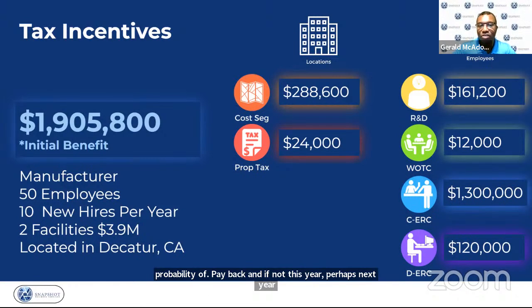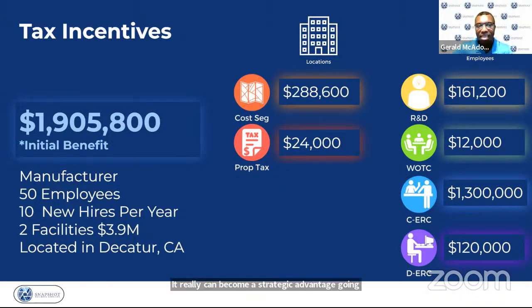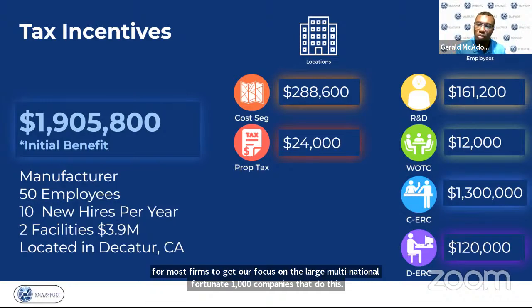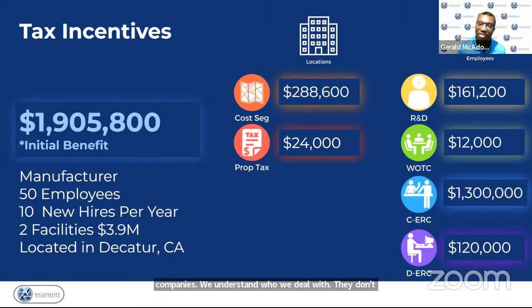That's right. And I'll tell you on 2 things. One, you're right. If a company is taking advantage of these things, it really can become a strategic advantage going forward for them in their industry. Exactly right about that. And in terms of capturing some of these things, most firms are focused on the large multinational Fortune 1000 companies. Like us, our market really is small and middle market companies. We understand who we're dealing with. They don't have management time to get out of their core process. So we do the heavy lifting for them. We've designed a process that captures the incentive with minimal investment time from management. So great points on both counts. That's what we need.